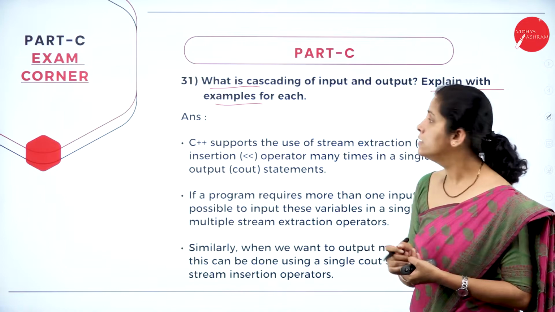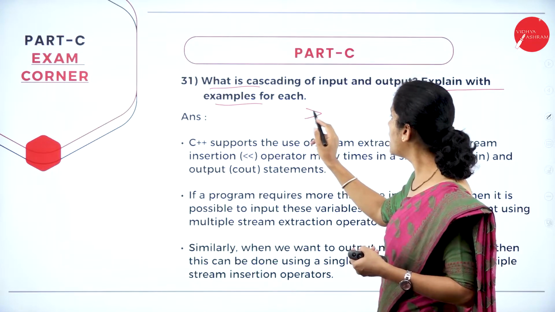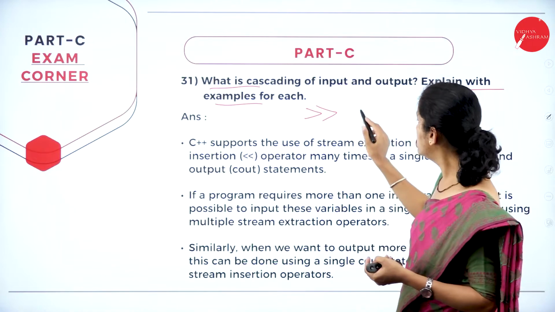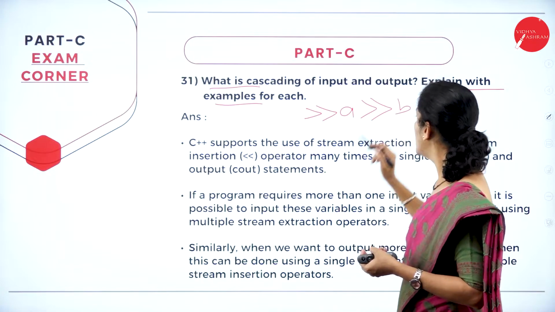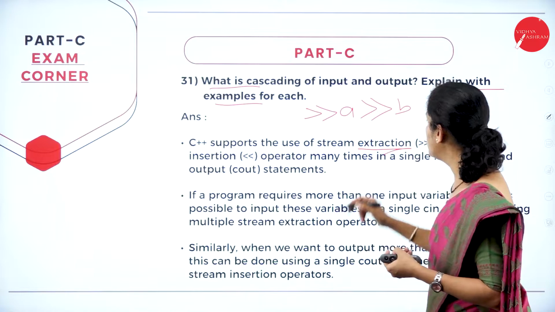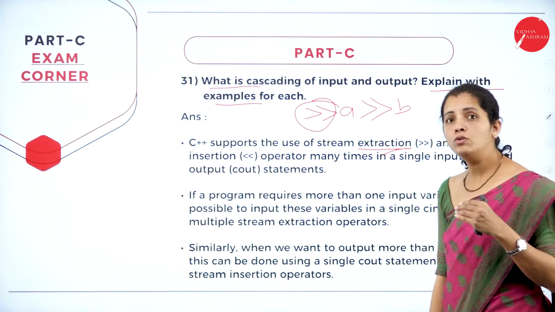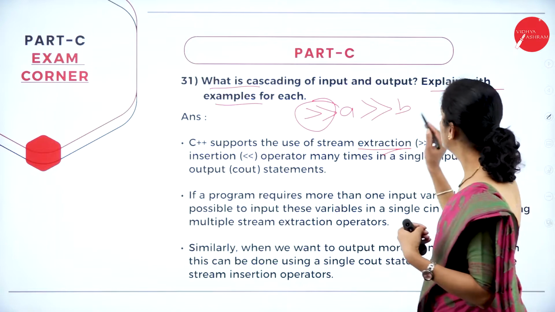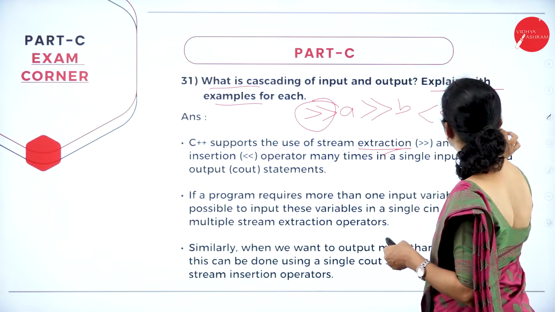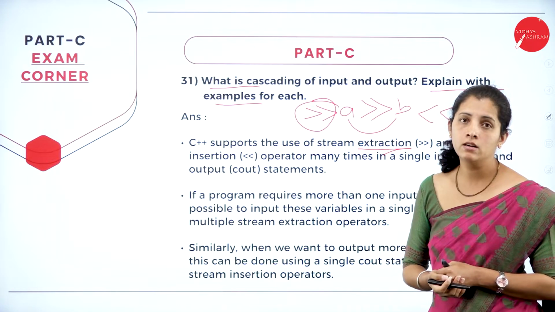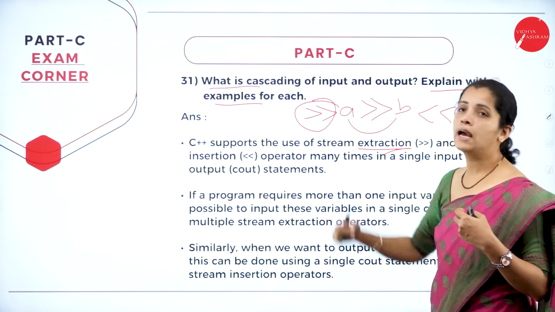as well as output. So, if I want to perform cascading of input, then I'm going to have the extraction operator, and I'm going to specify the variable name, one more extraction operator, and I'm going to write the variable. So, this is nothing but the extraction operator. Now, if I want to output multiple values, then I'm going to have the insertion operator. See here, how many variables do I have here? 2. When I have multiple variables, then it is called cascading.